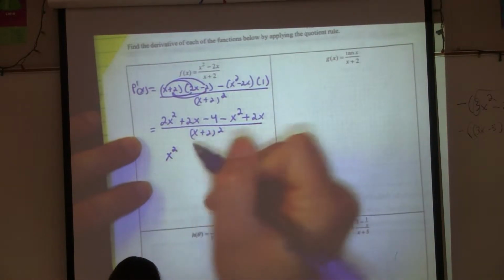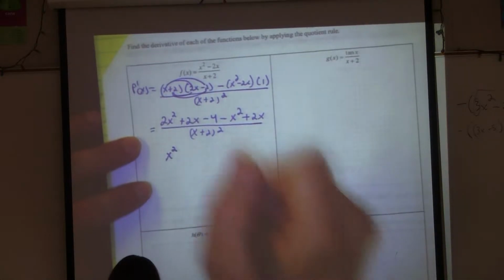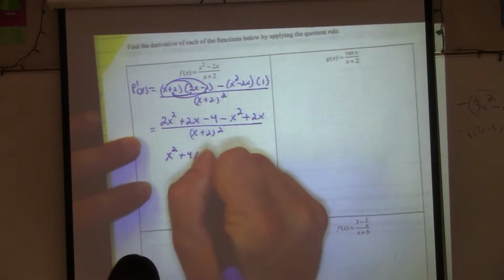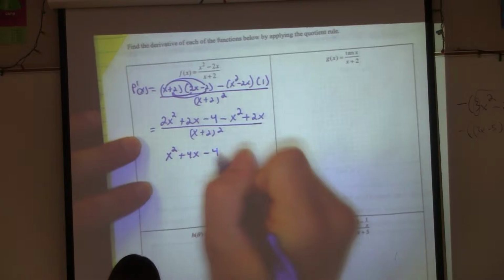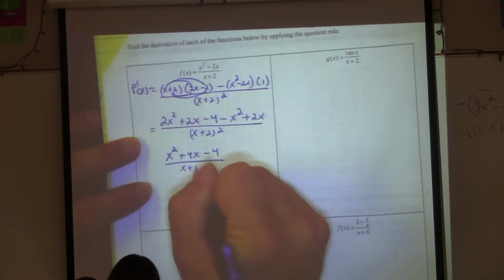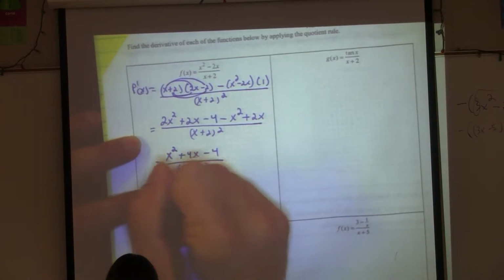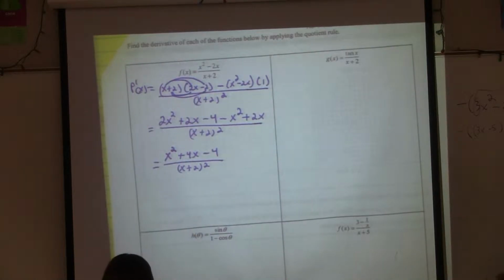Oh, x squared. X squared. Plus 4x. Plus 4x, beautiful. Minus 4. All over x plus 2.